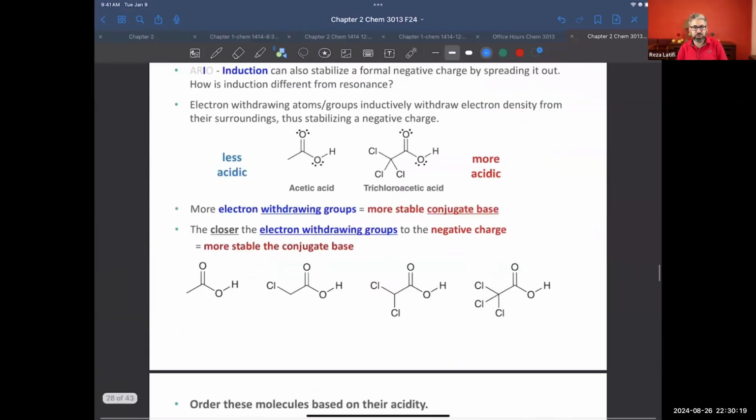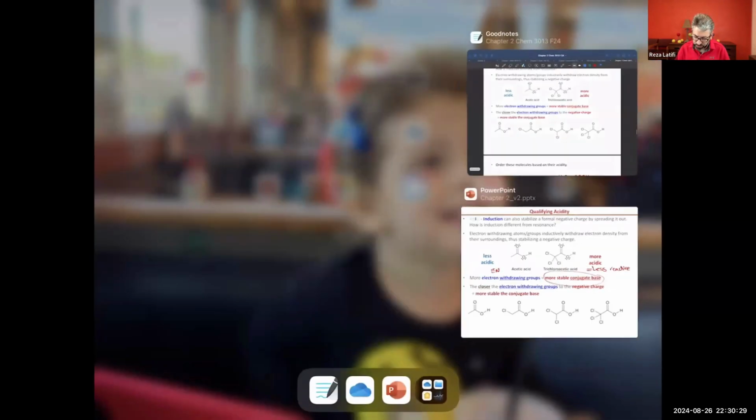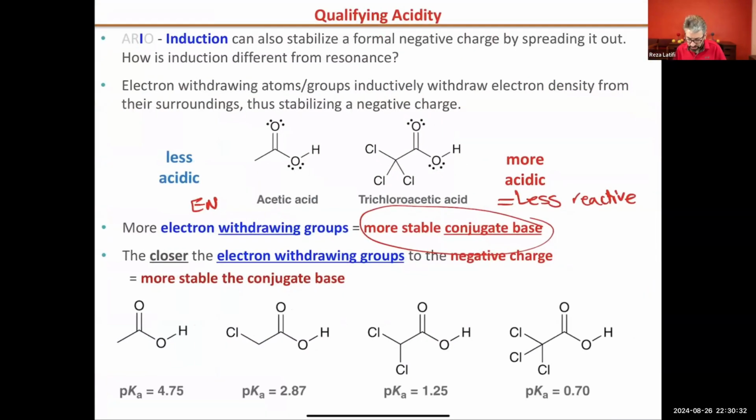So if I compare them, which one is more stable? Which one is the strongest acid? The one that has more chlorine. And if I show the pKa for you, look at the pKa. The one with the lowest pKa will be the strongest acid. So this one will be the strongest acid.